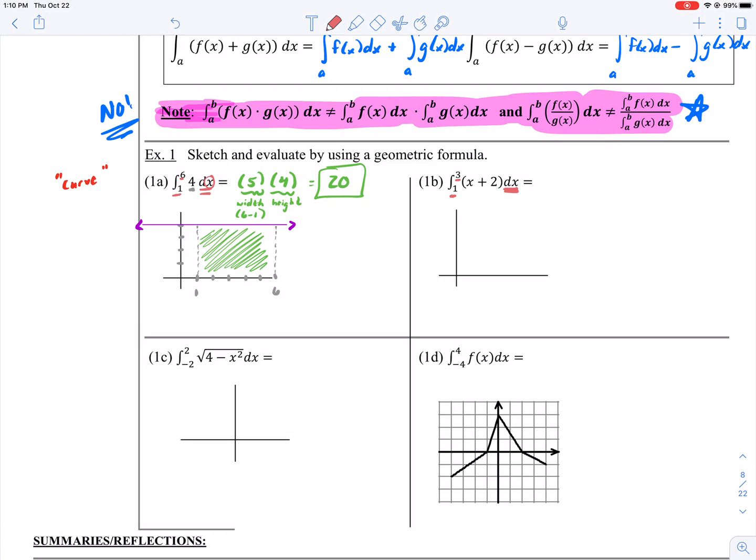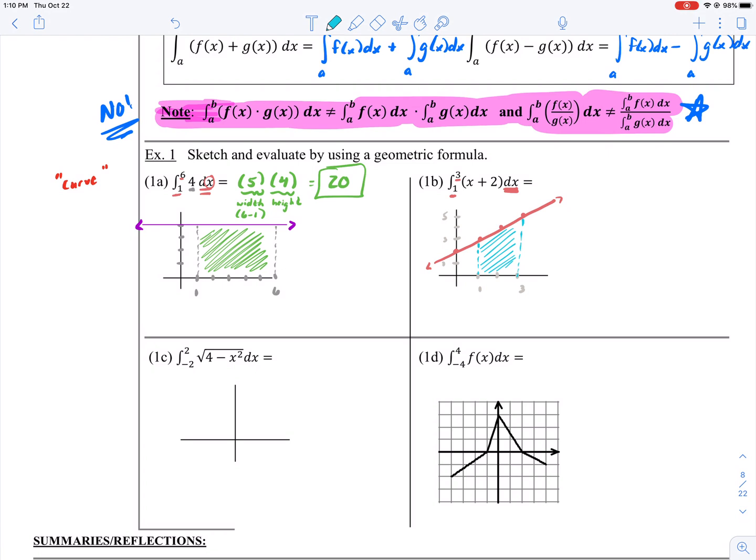All right, so I need to graph x plus 2. Well, I know what that looks like. I'm going to go up 2, and then I am going from 1 to 3. Let me get a scale on here, make sure everybody knows what's happening. And then I've got plus 2. I'm just going to go up 1 over 1, up 1 over 1, up 1 over 1. So there's my line. My limits of integration are from 1 to 3. So I'm trying to find the area of that trapezoid.